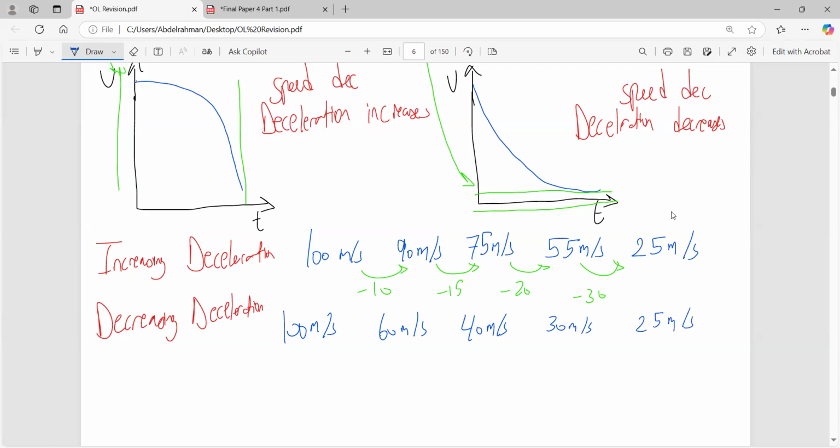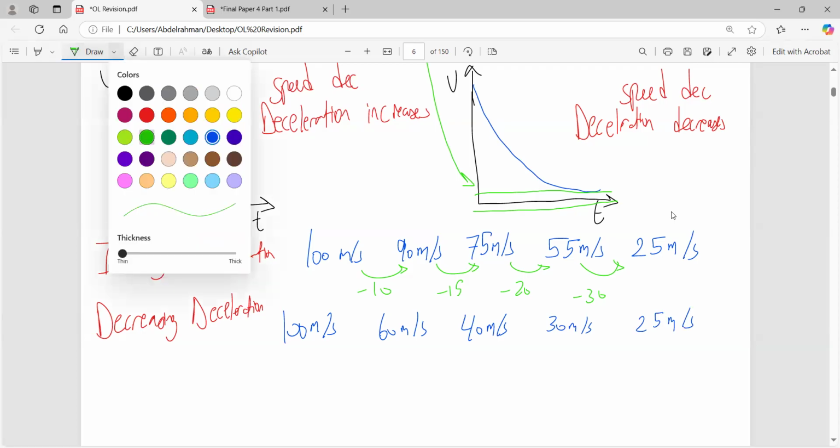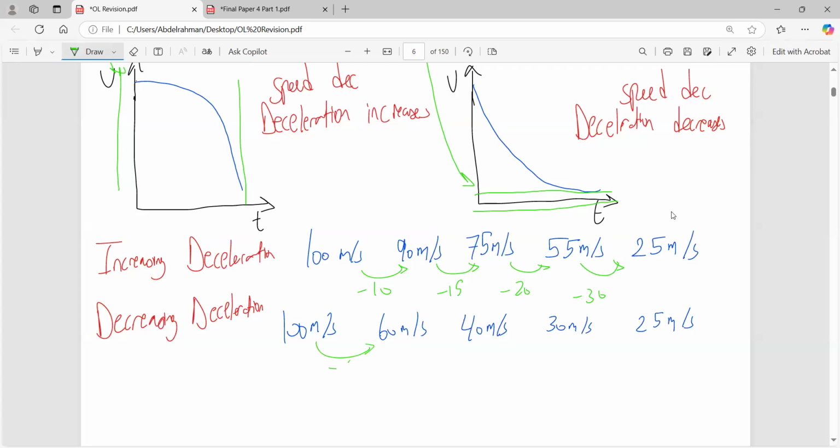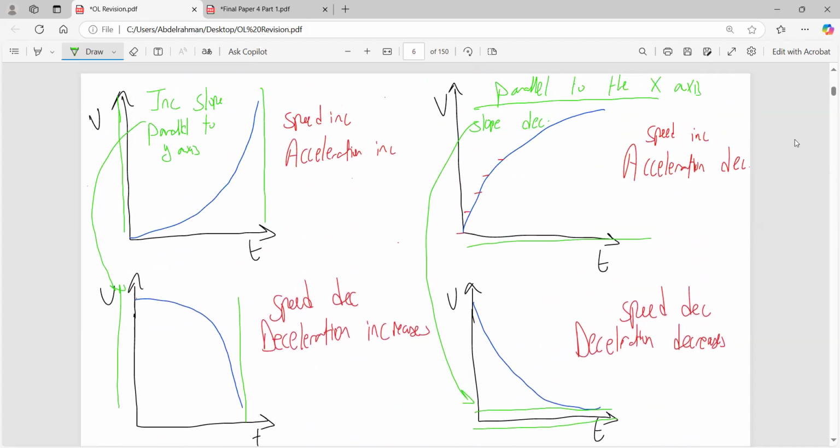Let's check out the differences. Can you find the differences? Yes. Initially the difference was minus 40, then minus 20, minus 10, and here minus 5. So the difference is decreasing. This is what we call a decreasing deceleration. By the way, the most commonly used one is the decreasing acceleration.